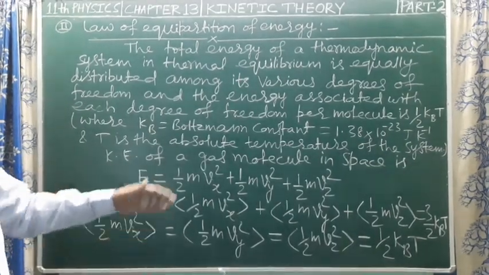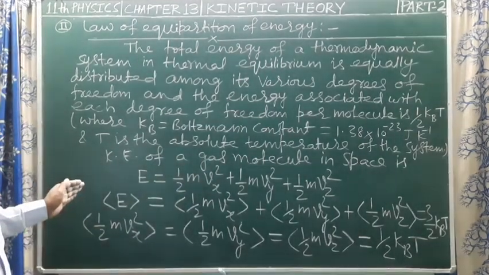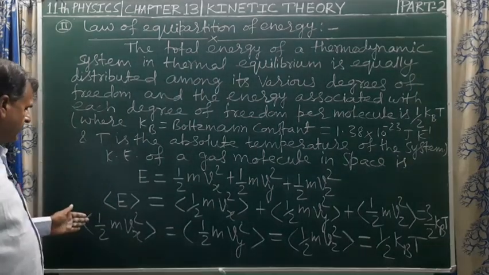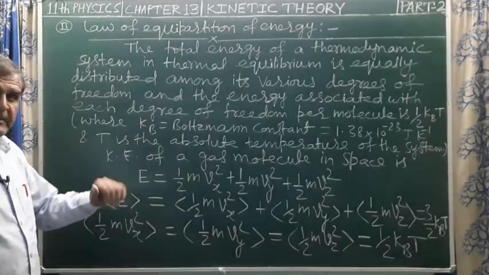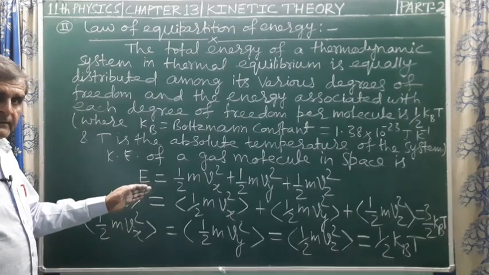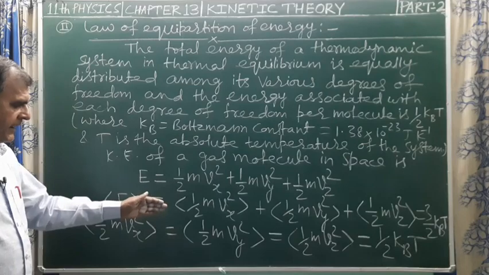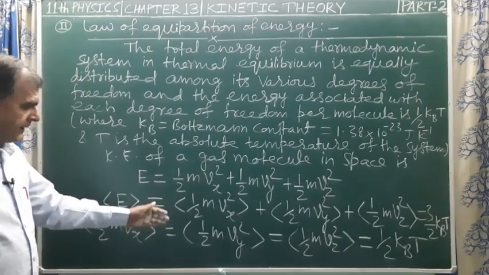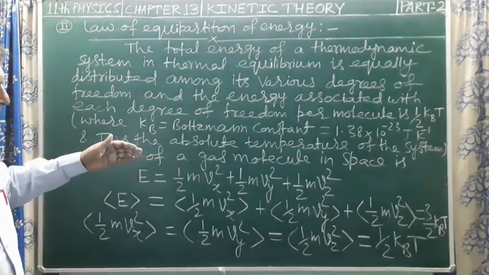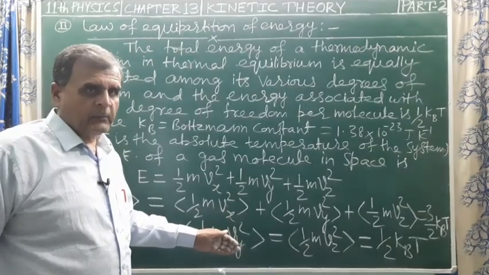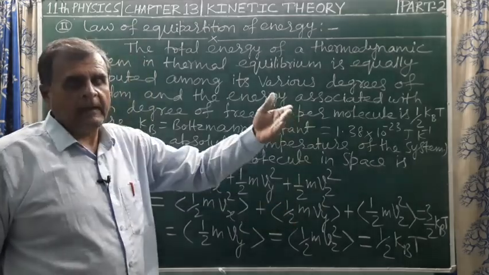Per degree of freedom the energy associated with the gas molecule is 1/2 kBT, that is the average kinetic energy of the gas molecule along the x-axis, half m vx square under angular bracket, is equal to half kBT. Similarly, the average kinetic energy of the gas molecule along the y-axis, half m vy square under angular bracket, is also half kT, and along the z-axis, half m vz square under angular bracket, is also half kBT.